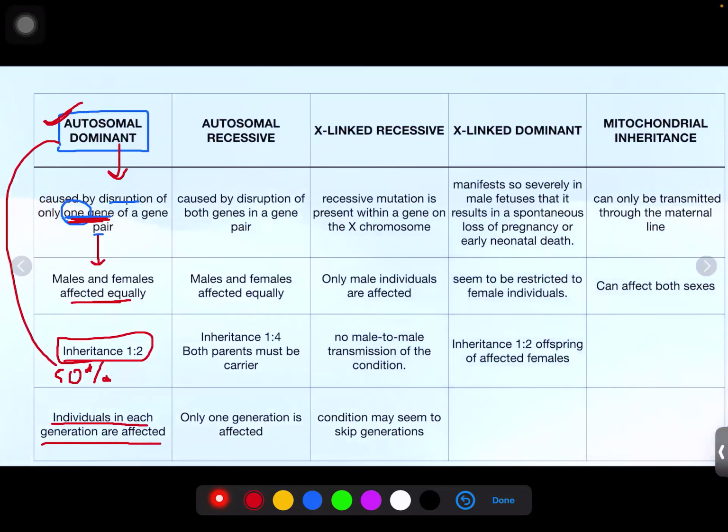Whenever there is one parent affected with an autosomal dominant disease, the disease will go to 50% of the children. That means the chances are that the disease will go on to the next generation. If the disease goes into the next generation, then there are chances that it will go into the following generation as well. So there are no skipped generations. Every generation has individuals with the affected disease.